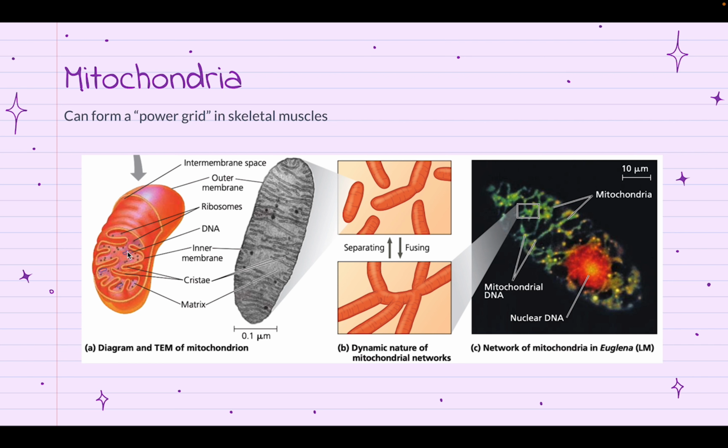You've got your little loops of DNA. You've got some ribosomes within what we call the mitochondrial matrix. And then the space between the two membranes is called the intermembrane space. And what's interesting is they can actually form a power grid in skeletal muscles, which is what's happening right here. They can fuse and then separate, and together they can coordinate energy making. So here is that in a euglena.